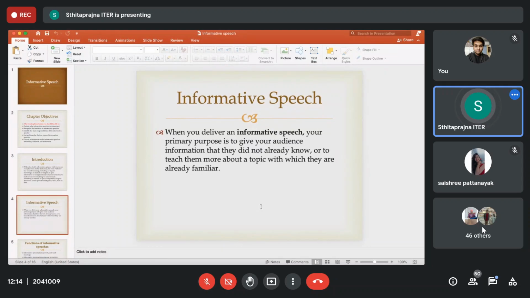So, please choose a topic which you think your audience might not know before, or to tell them in detail, to give them more insights into a topic that they probably might have superficially known, right? And I will see to it that you cater to the objective of an informative speech topic.